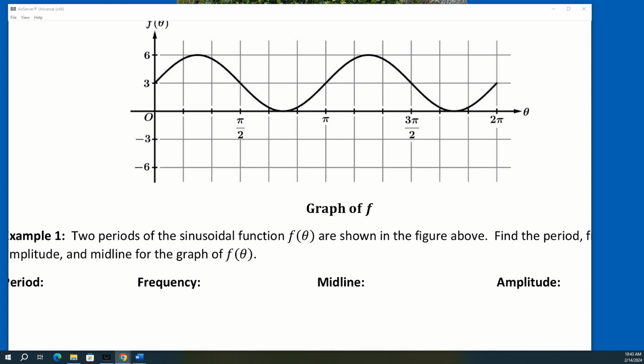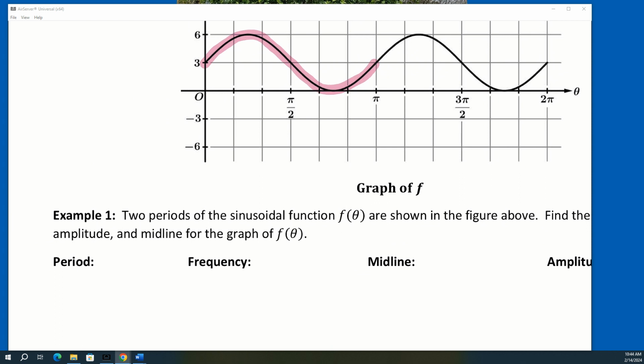Okay, so what I like to do when I have a graph is just go ahead and highlight or underline a full period of whatever graph it is. So this one, a full period is this section right here. Does that look like the sine curve or does that look like the cosine curve? That looks like a sine curve. All right. And so it completes that full period in a distance of pi.